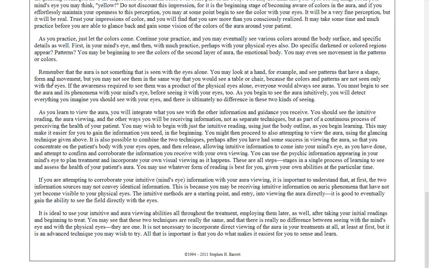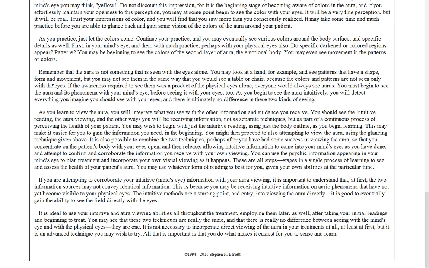As you learn to view the aura, you will integrate what you see with the other information and guidance you receive. You should see the intuitive reading, the aura viewing, and the other ways you will be receiving information, not as separate techniques, but as part of a continuous process of perceiving the health of your patient. You may wish to begin with just the intuitive reading, using just the body outline, as you begin learning. This may make it easier for you to gain the information you need in the beginning, unless you can view their specific picture and everything.